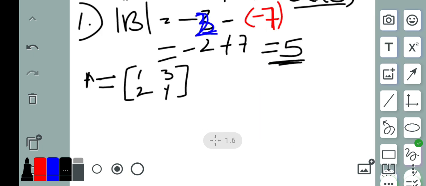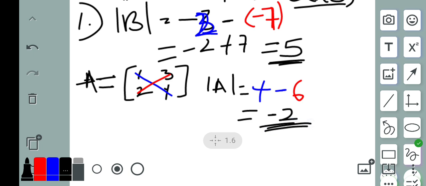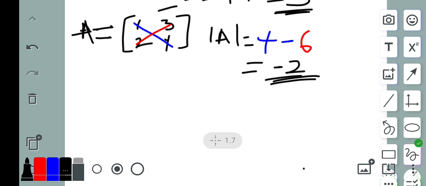So let me do A also so you get a better understanding. For A, the determinant of A will be equal to 1 times 4, which is 4, minus the other diagonal, which is 3 times 2, which gives 6. And then 4 minus 6 gives me minus 2, which is the determinant of this matrix. And that's how you solve for a 2 by 2 matrix.